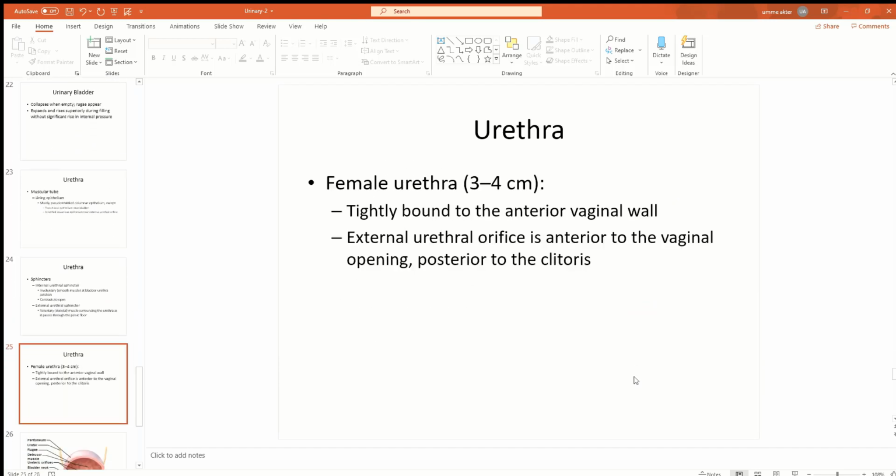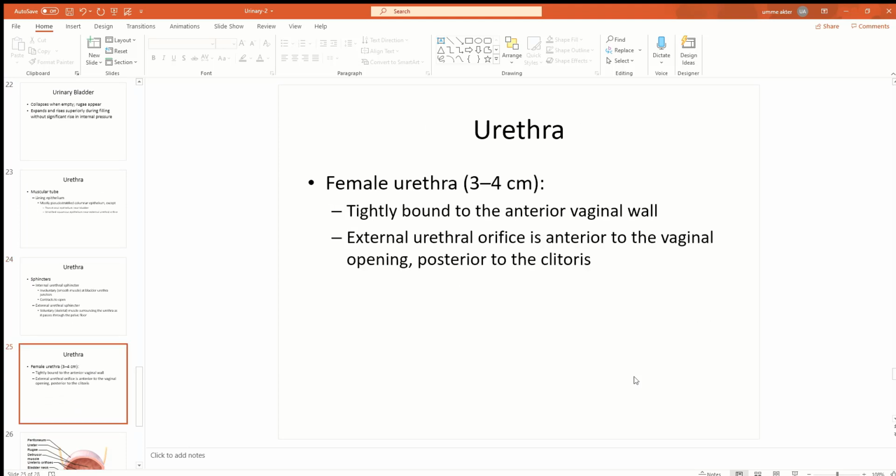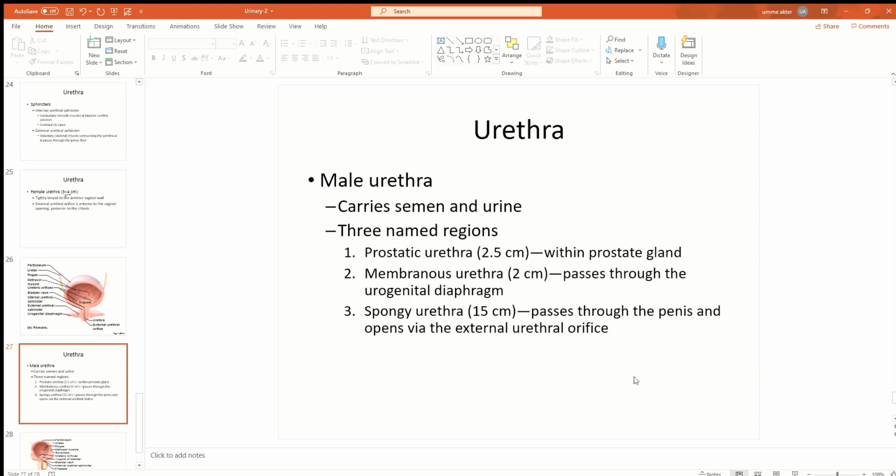Urethra, two sphincters I mentioned, external and internal, right? Female urethra is 3 to 4 centimeter. In some places you will see 3 to 5 centimeter, which is fine. And male urethra is much longer, 15 to 20 centimeter long.